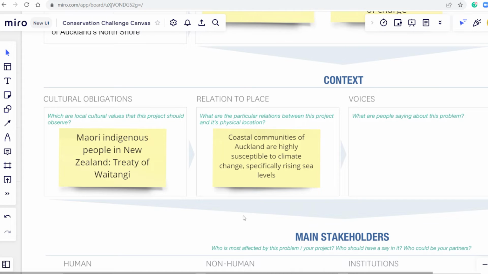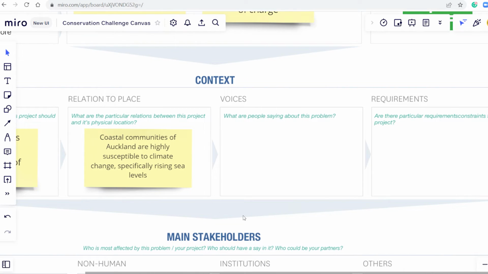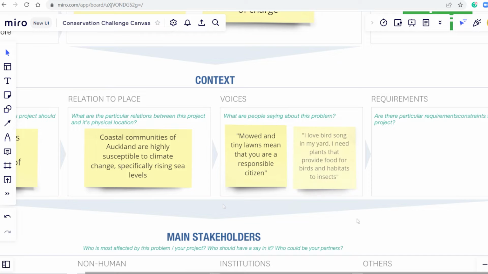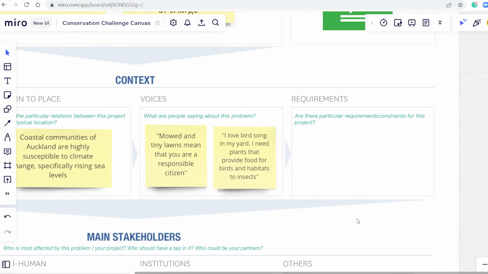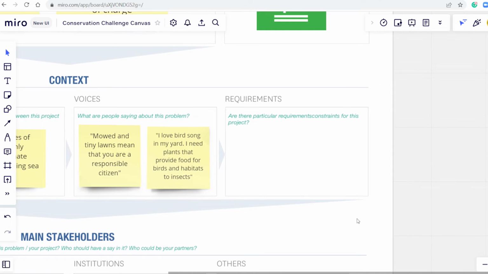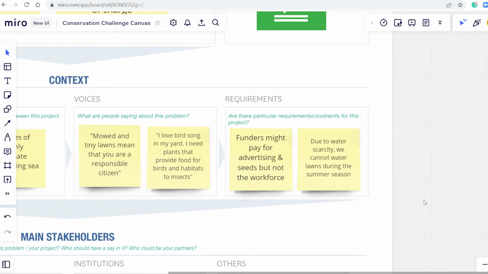Then try to capture different voices that you've heard about this problem. You might want to explore conflicting opinions, such as, mowed and tidy lawns mean that you're a responsible citizen. Or, I love birdsong in my yard. I need plants that provide food for these birds and habitat to insects. Think about specific requirements or constraints that will affect this project, such as funders might pay for advertising and seeds, but not the workforce. Or, due to water scarcity, we cannot water lawns during the summer season.